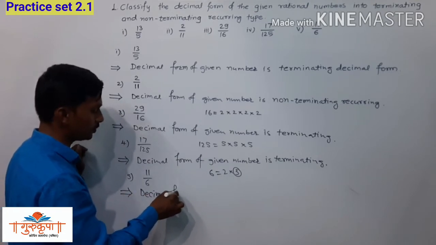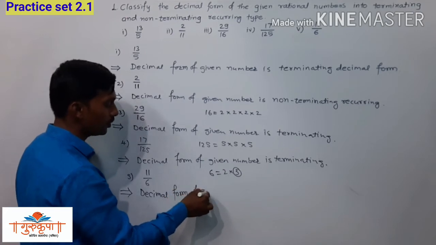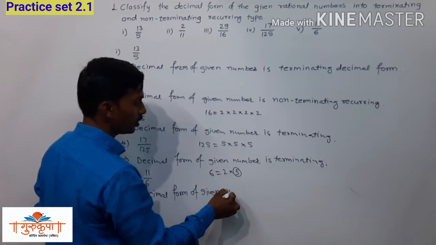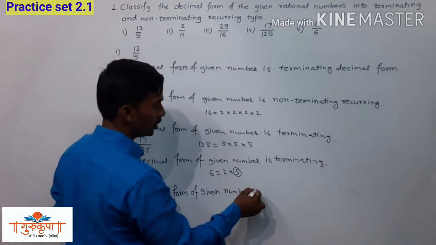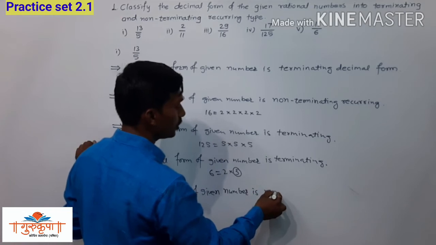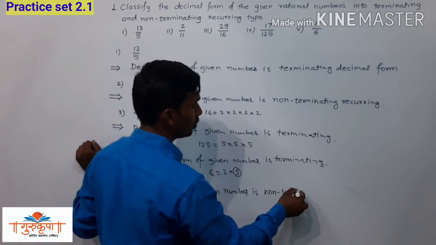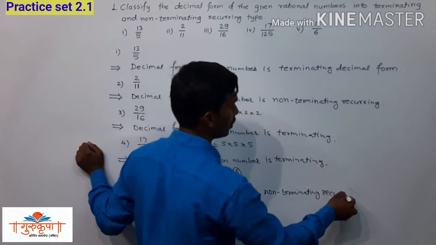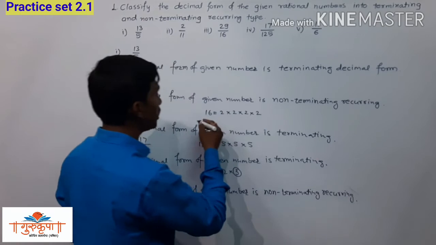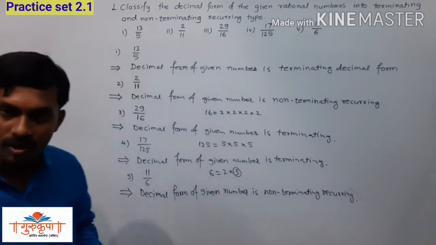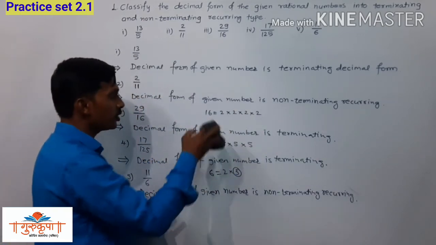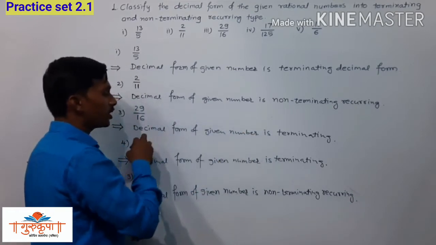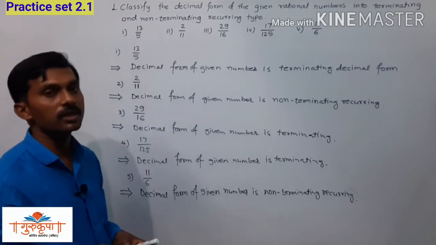So here we can write: decimal form of the given rational number is non-terminating recurring. It is not necessary to write the prime factorization there, but just for your information I explained the prime factorization of the denominator.